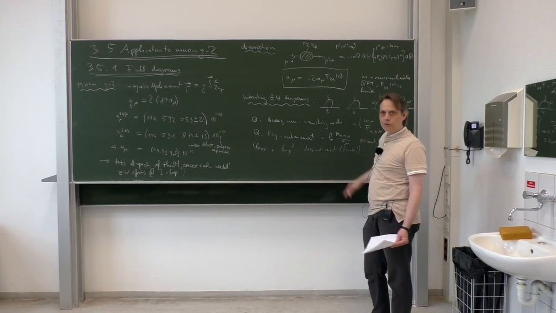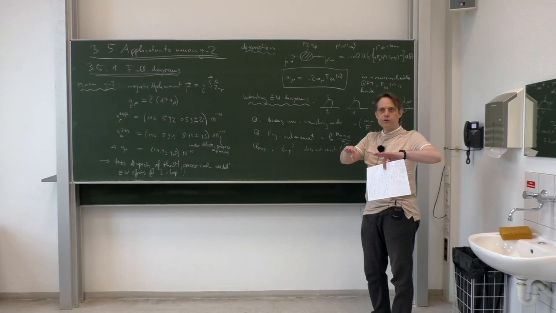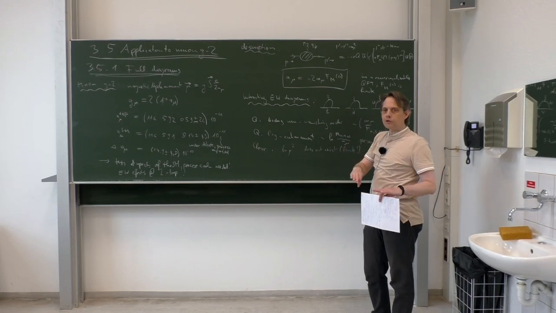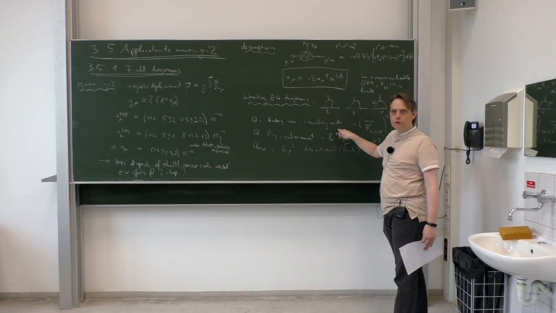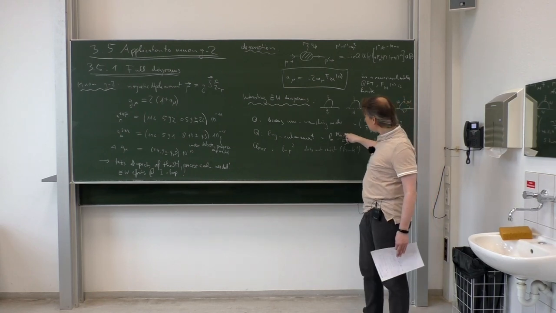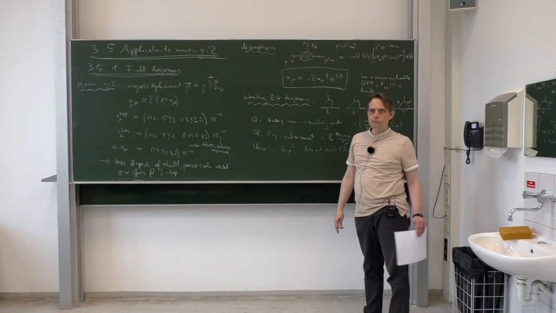And in order to figure it out, we can use the method of regions because it disentangles heavy and light scales. And then after we have disentangled the heavy and light scales, each log of each physical scale can only come in combination with a suitable ln mu square. That is the trick.